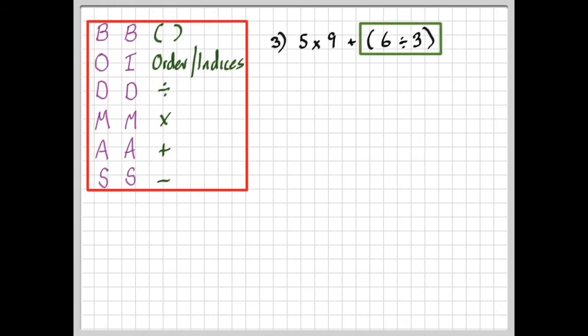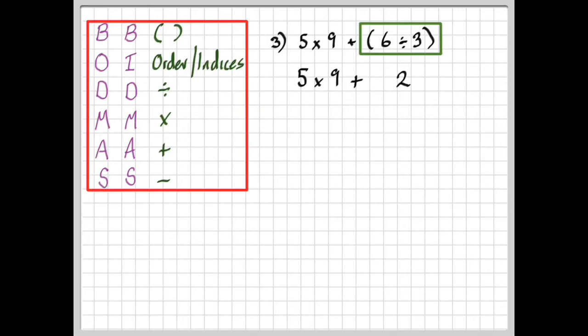So we're going to do what's in the bracket first. And 6 divided by 3 is 2. Then I'm going to write in everything I didn't use. Well, that was 5 times 9 plus 2. Now I go through my BODMAS or BIDMAS list again. What comes next? Well, there is no order or indices, and the divide, well, I've done that already. I did that inside the bracket.